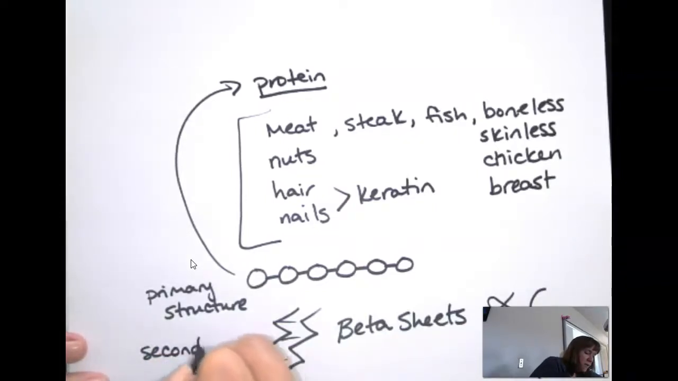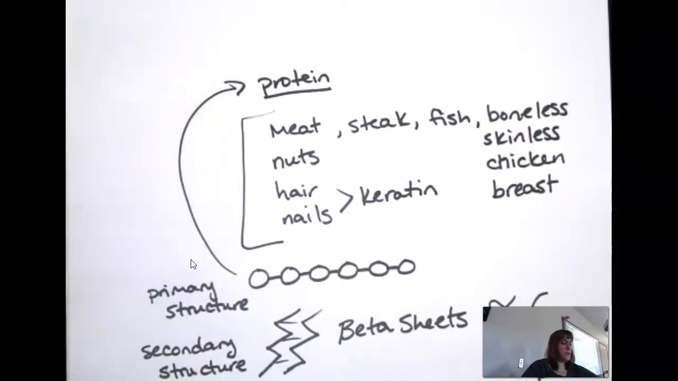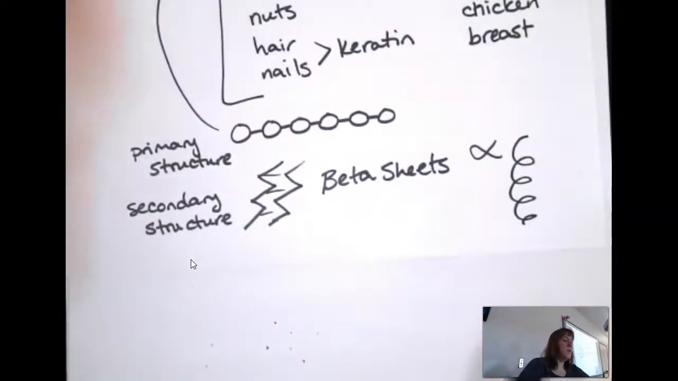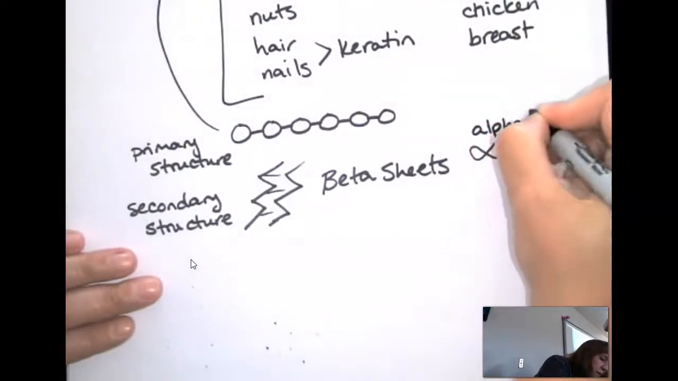They're both protein. All of them are ways to represent protein. So this is secondary structure of protein. If we see beta sheets or alpha helixes, it's protein. Sorry, I didn't write it out. It's alpha helix.